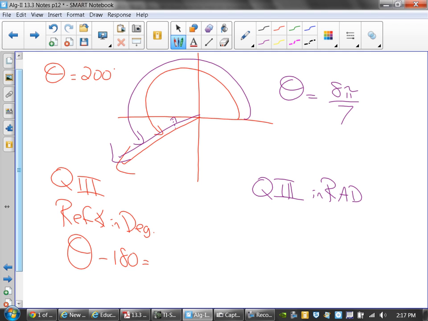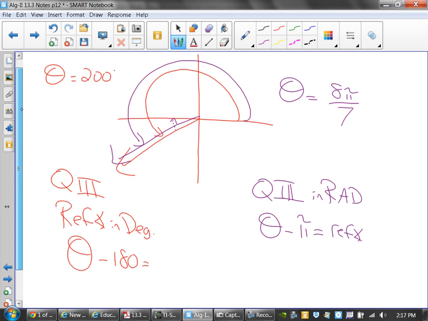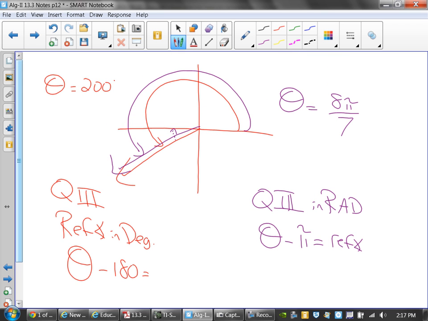Again, you're doing the same idea. You take theta and subtract pi to equal your reference angle. In this example, the denominator was 7, so we took 8 pi over 7, subtracted 7 pi over 7, and we got pi over 7. How far have we bounced off the x-axis? That's all you're looking for when you're dealing with reference angles. How far off of them are you?